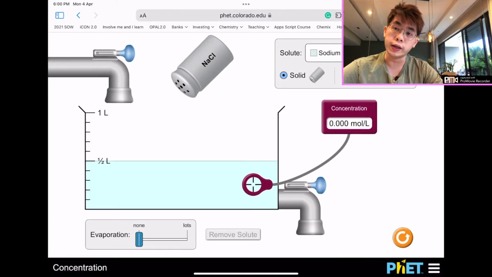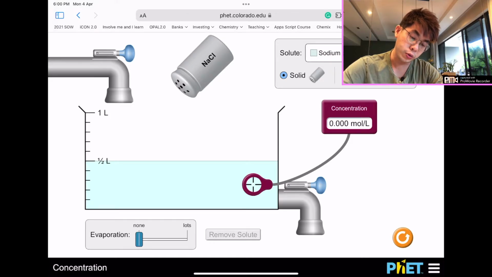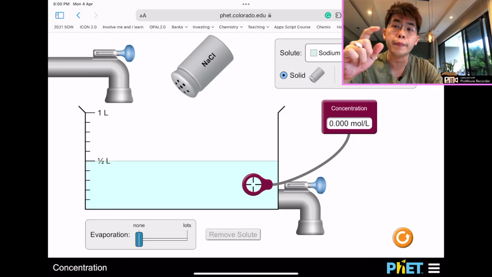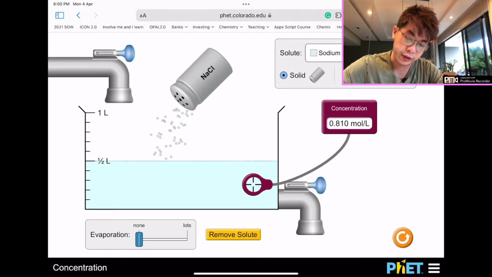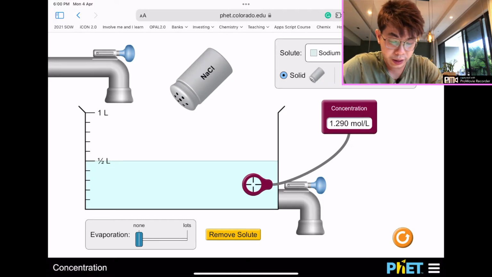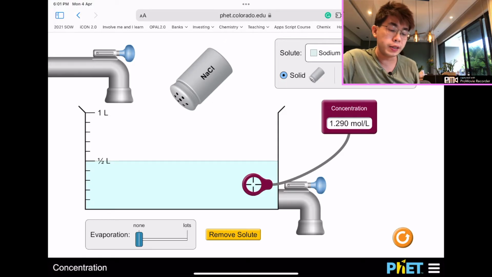So let's take a look at this simulation. I'm going to add some sodium chloride. Currently, if you can see over here, I have 500 ml, half a liter. When I add sodium chloride, you can see that the concentration of the sodium chloride has increased. Now it's about 1.29 mole per liter, or mole per dm cube.